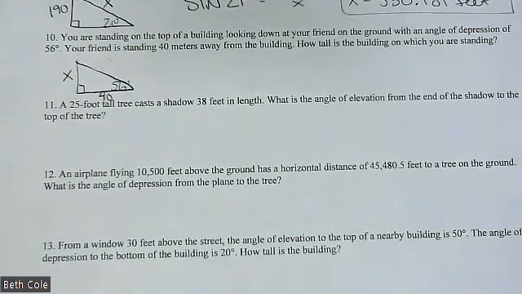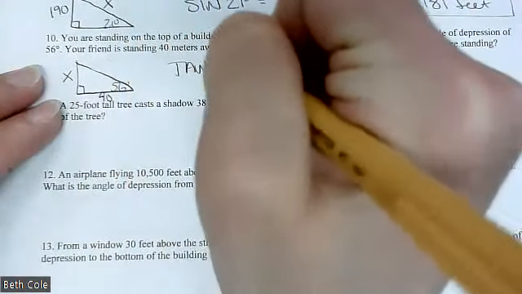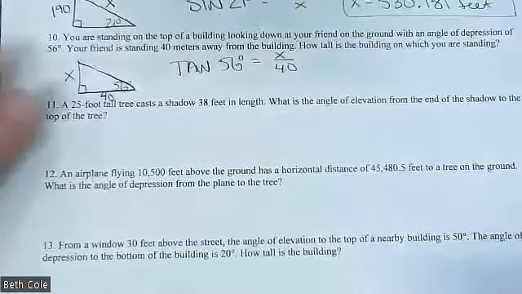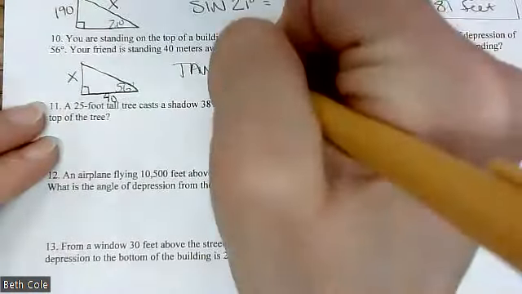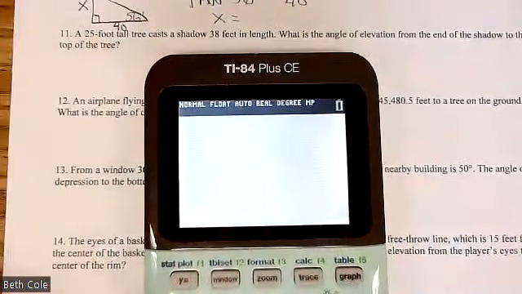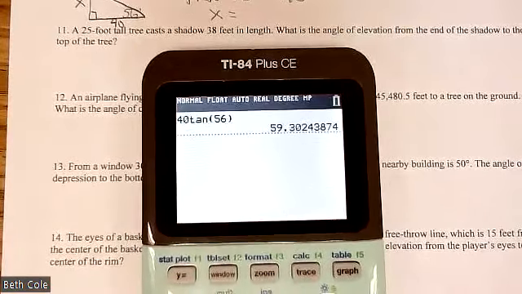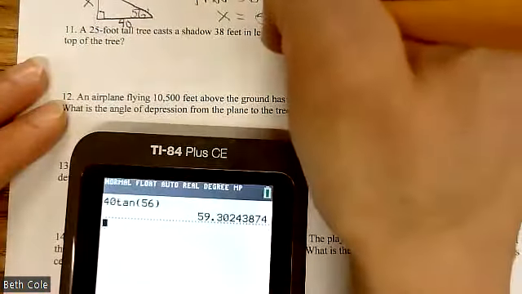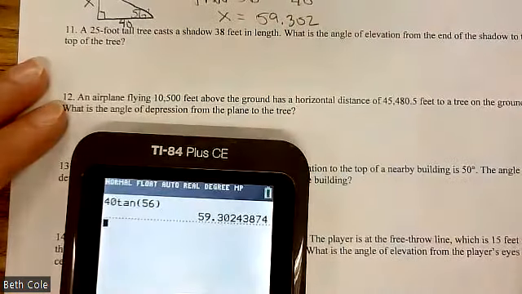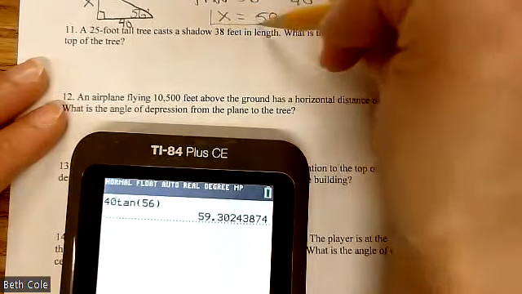All right, sine, cosine, or tangent? Tangent, good. Tangent 56 equals X over 40. And then step 3 is type it in. How would you type that one? Good. 40 tangent 56. So 59.302. And then is it feet again? Oh, meters. That's why reading is important.